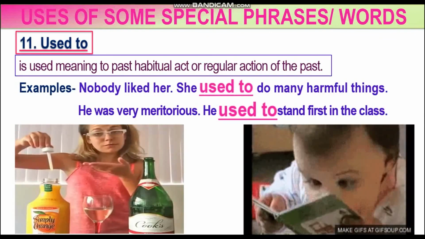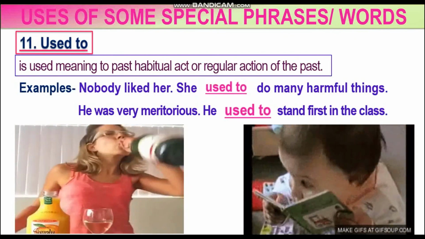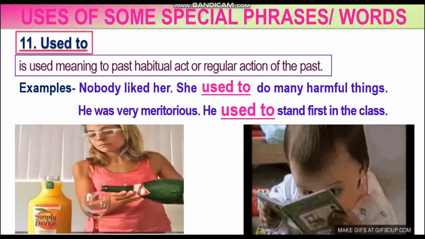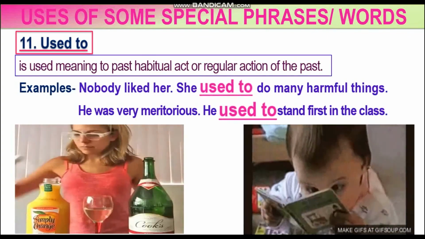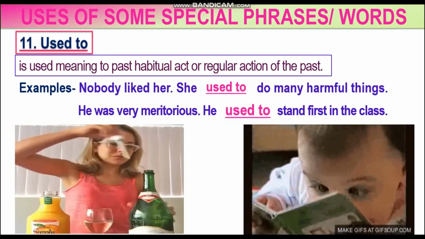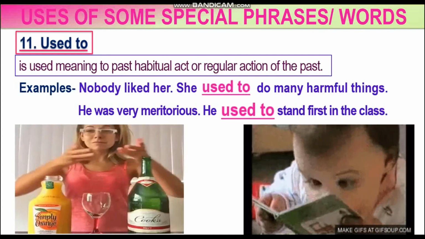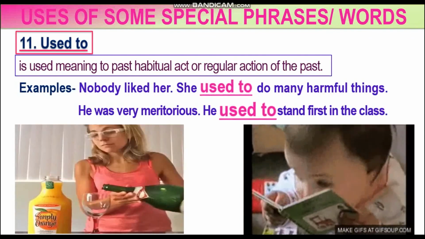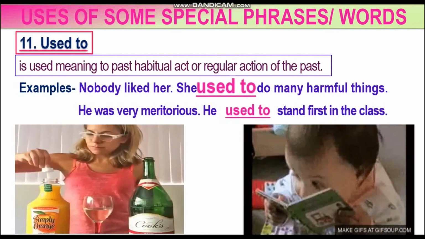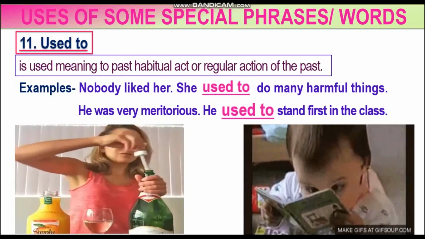Here in the first context, she used to do many harmful things. That means she regularly did harmful acts in the past, but not now. In the second context, he used to stand first in the class. That is, he regularly became first in the class, and it is no longer true. And so, the phrase used to is used in the sentences.